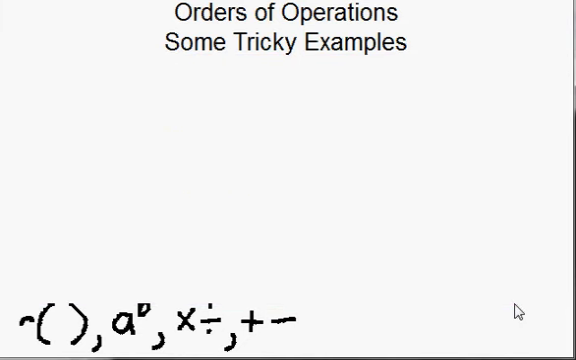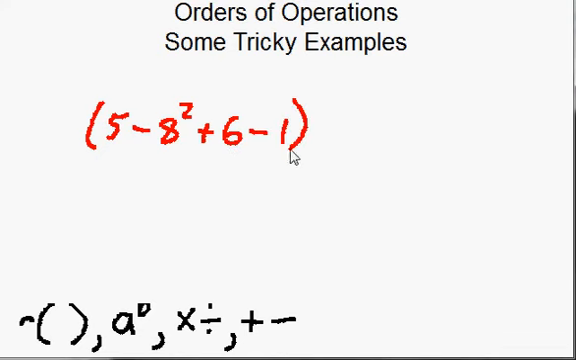Let me go on to the next tricky problem. That was, let's see, in parentheses, we've got 5 minus 8 squared plus 6 minus 1. So that whole thing is in parentheses. It doesn't really matter whether it's in parentheses or not, because since the entire expression is in parentheses, it's just as though the parentheses weren't there.